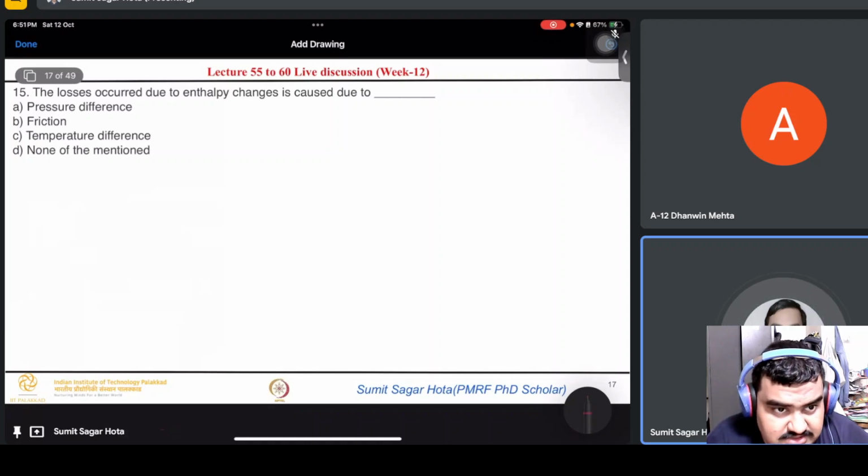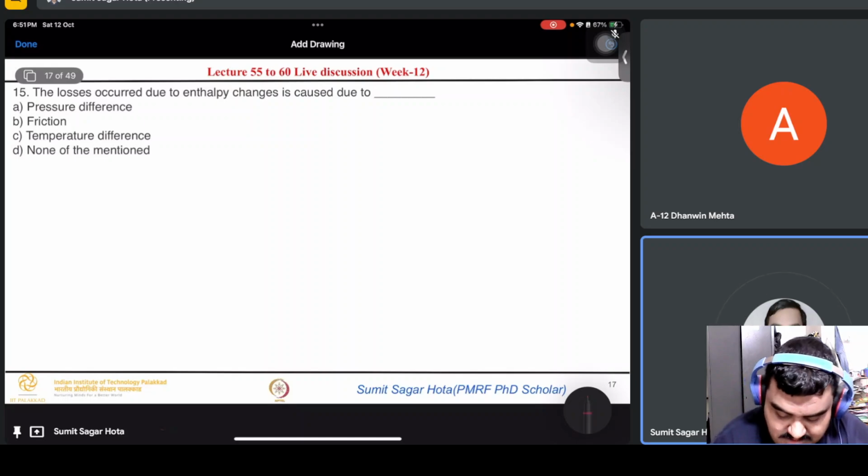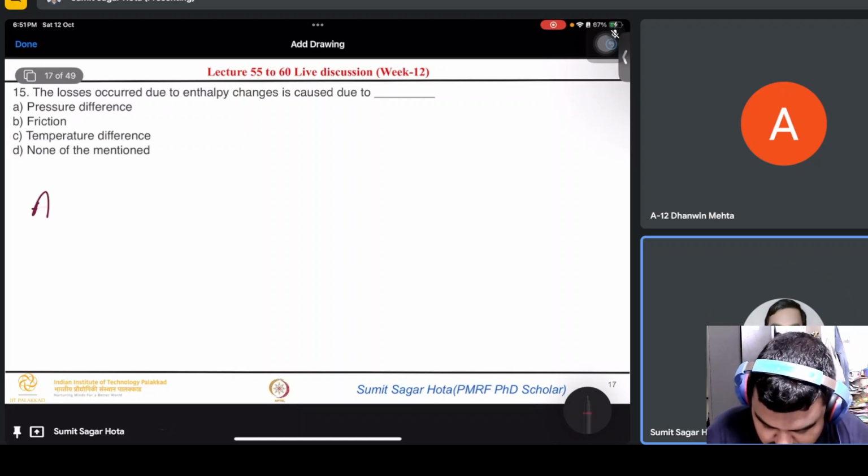Next, the losses that occur due to the enthalpy changes are caused due to dash. I already told you, all the losses are caused by friction. Due to which there will be a temperature change, and due to the temperature change there will be an enthalpy change.